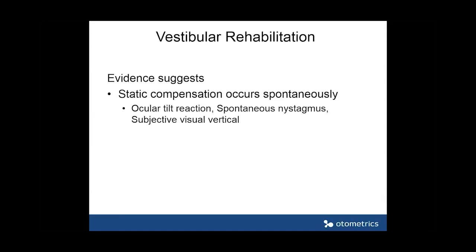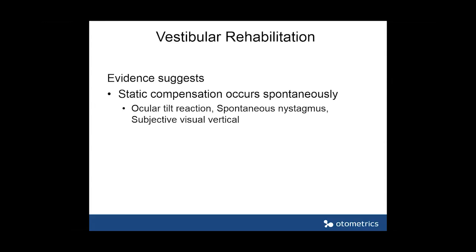Spontaneous nystagmus, again, as Dr. Barin has mentioned, is this reflexive asymmetry between the nuclei in the vestibular brainstem that generates nystagmus or eye rotation. And then again, their subjective visual vertical, which is their perception of true vertical, can be off.